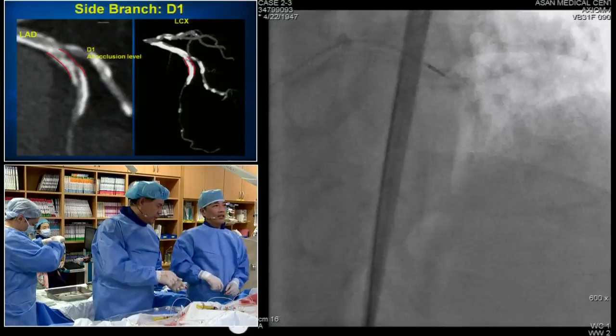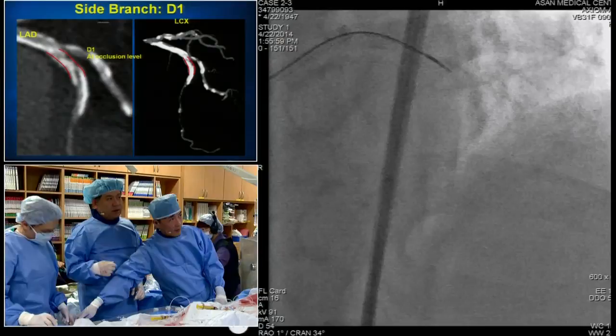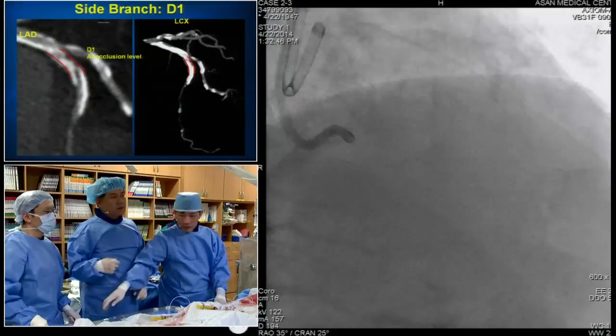So, was the cranial view not so good to delineate? I checked the AP cranial view. I will show you the AP cranial view. Yeah, I think we already showed before. This is the AP cranial view.